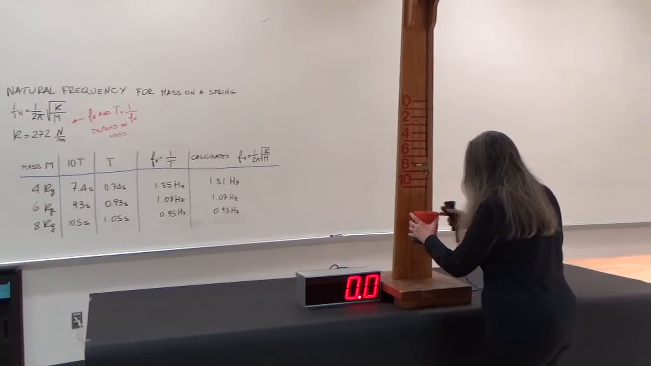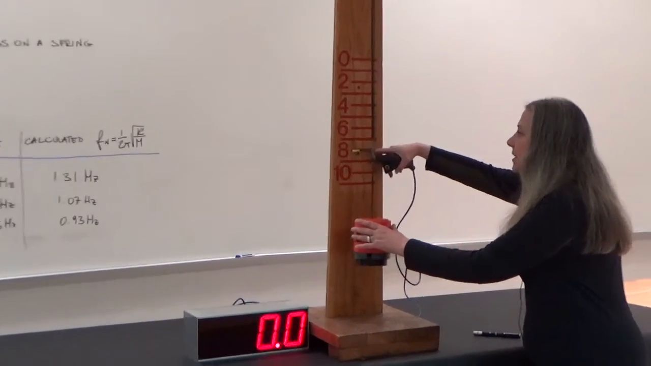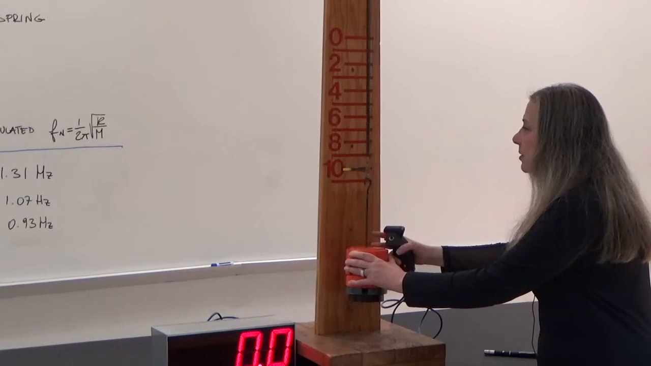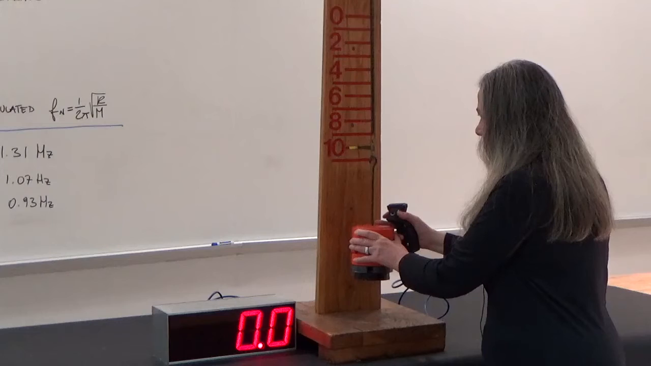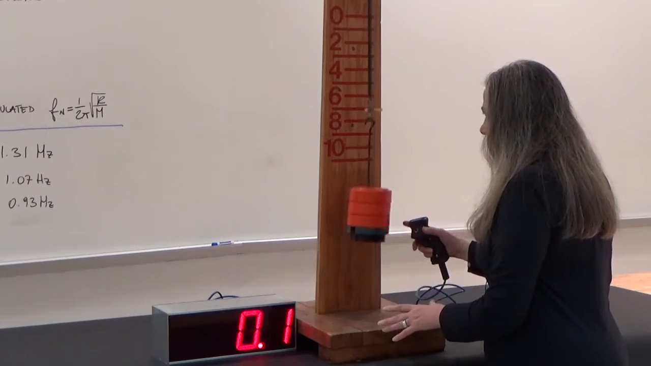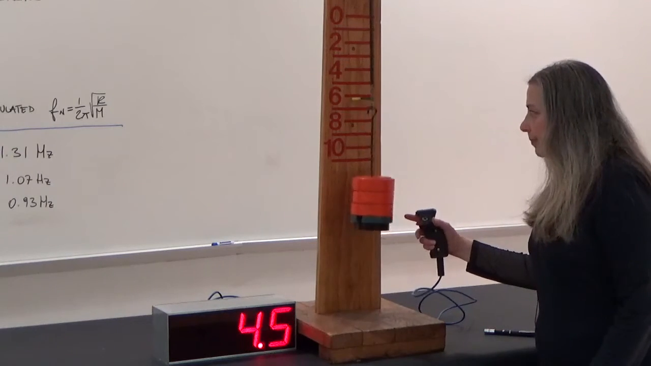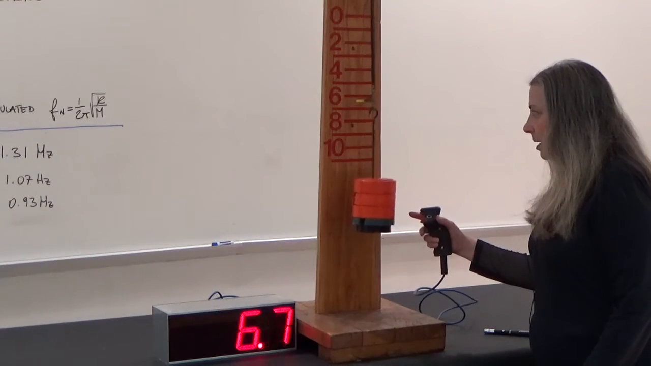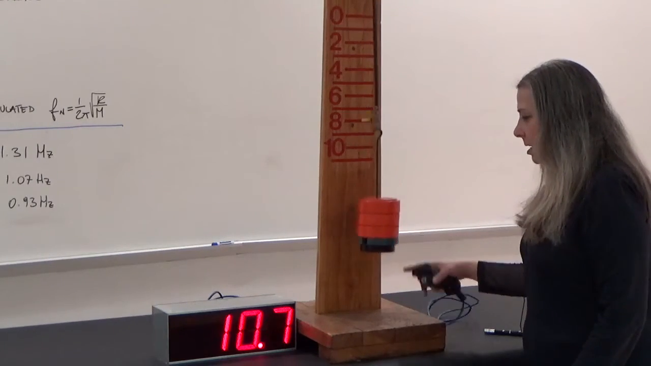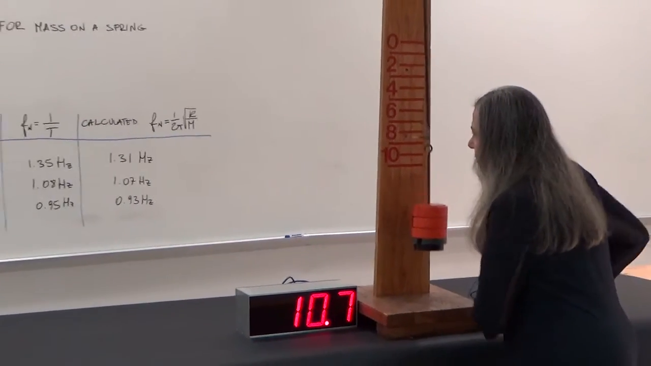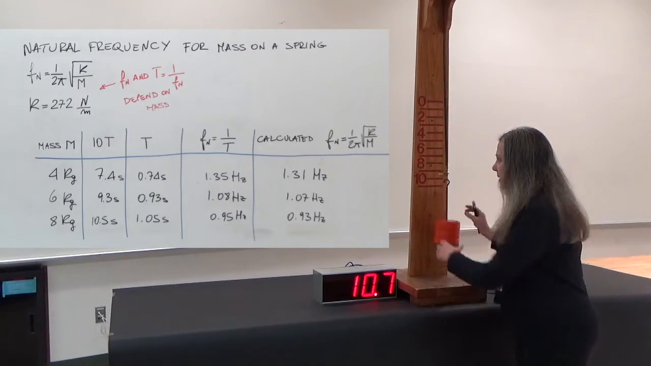So let's try for 8 kilograms, and you see that the yellow tick is at 8, and I displace it to the 10th and start when it comes back down. So start 1, 2, 3, 4, 5, 6, 7, 8, 9, 10. 10.7. Previously I had 10.5. Same story within the error.